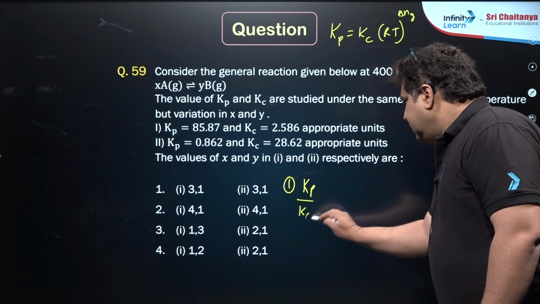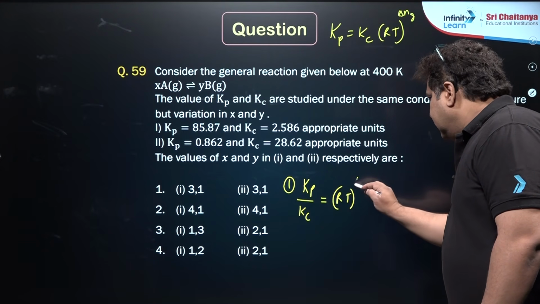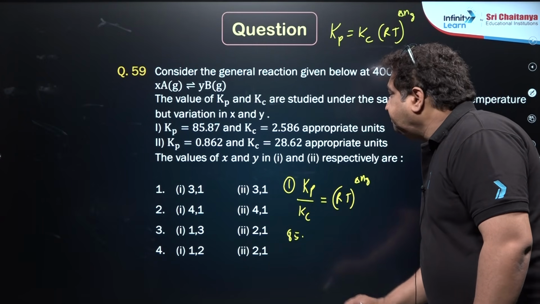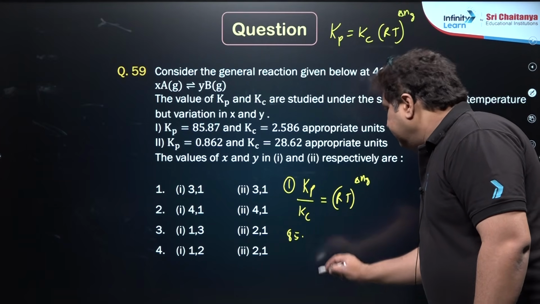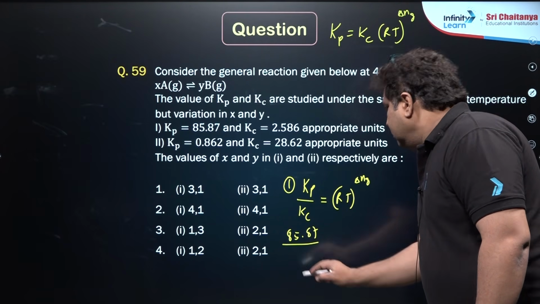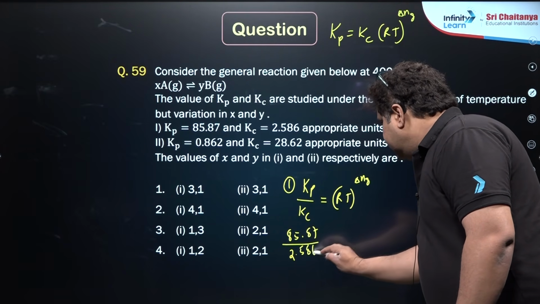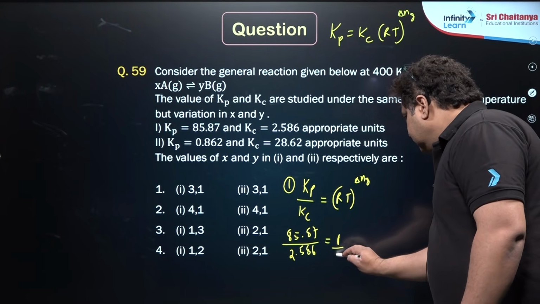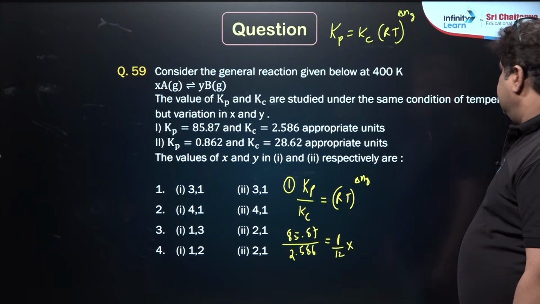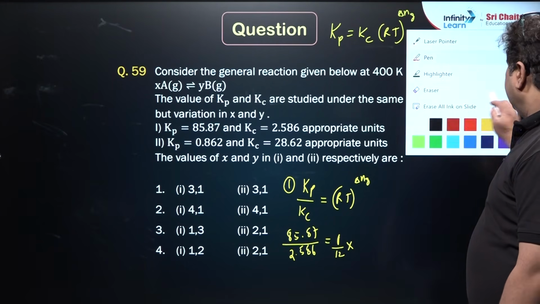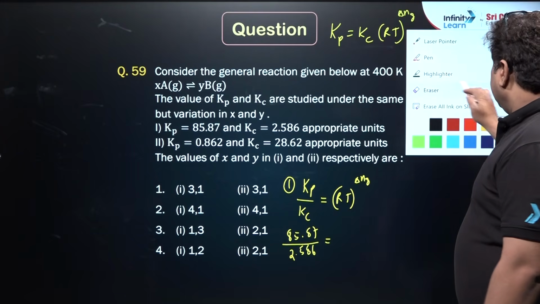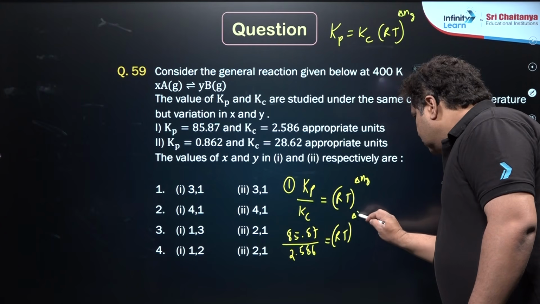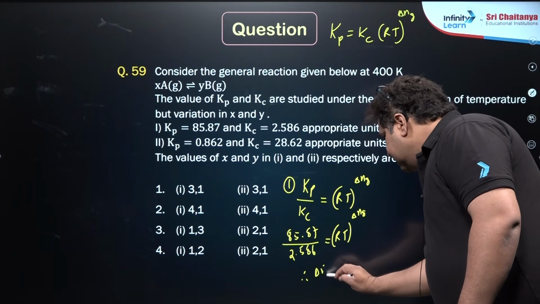So therefore, first case: Kp upon Kc is equal to (RT) to the power delta Ng. So Kp is 85.87 by Kc 2.586 is equal to R, you can take 1 by 12, T, without that also you can do it, otherwise just take RT. However, it will get cancelled in both the cases. Same conditions is mentioned, no? (RT) to the power delta Ng. So on solving this, delta Ng should come positive.